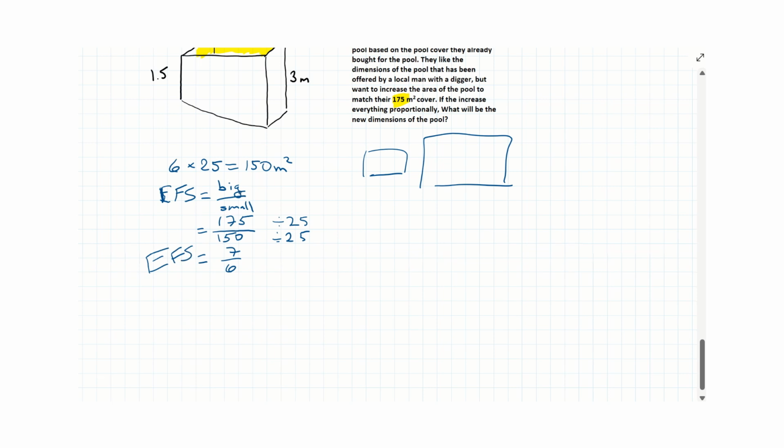But remember, this is the area. We are working in meters squared as our units. So when we're trying to figure out the new dimensions of the pool, we're not going to use this, but use the square root of this.